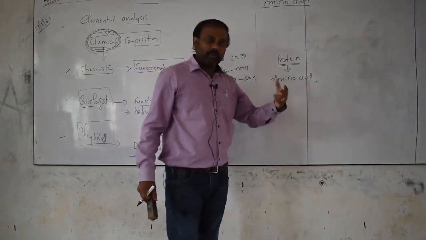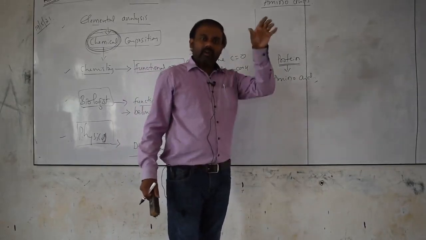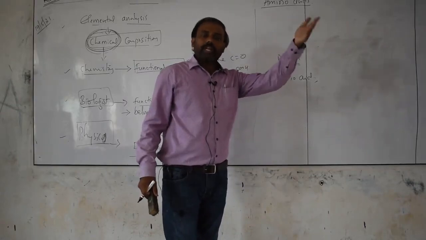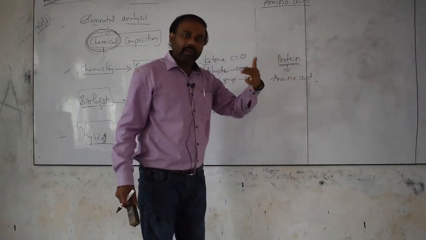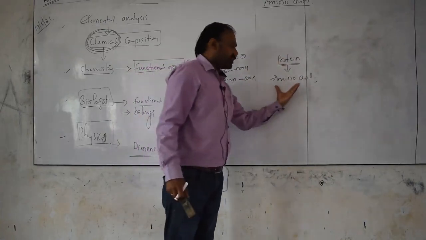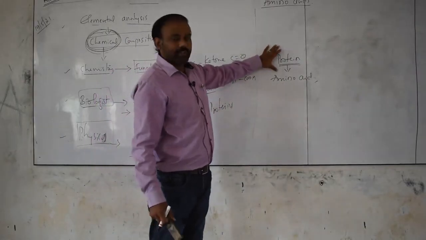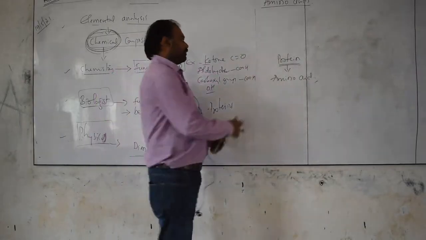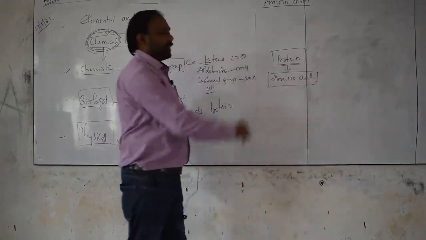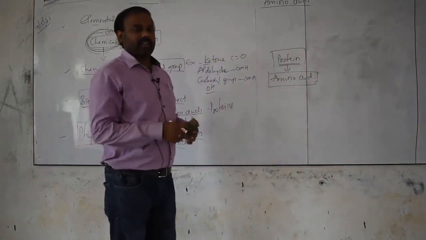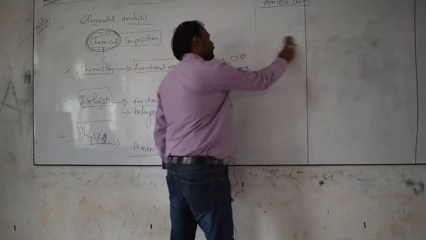At the same time, what are amino acids? Amino acids are the end product of protein metabolism. When protein undergoes a series of metabolic processes, it leads to the formation of amino acids. So these are the definitions, or explanations, for protein as well as amino acids. Amino acids are nothing but the end product of protein metabolism. Clear? This is one topic in this.